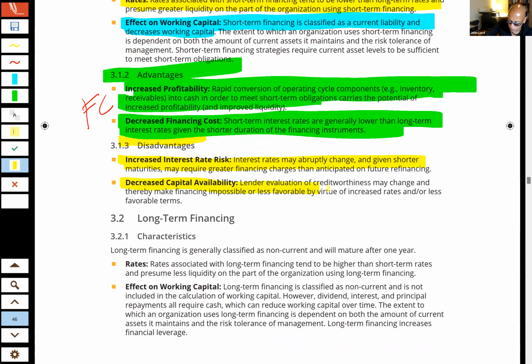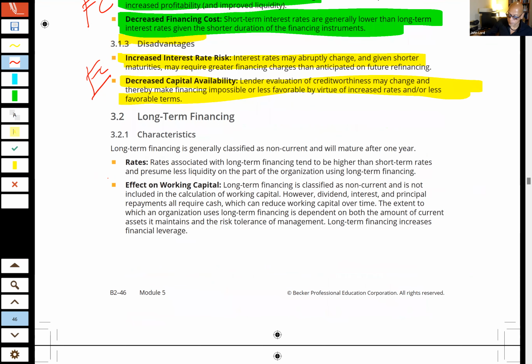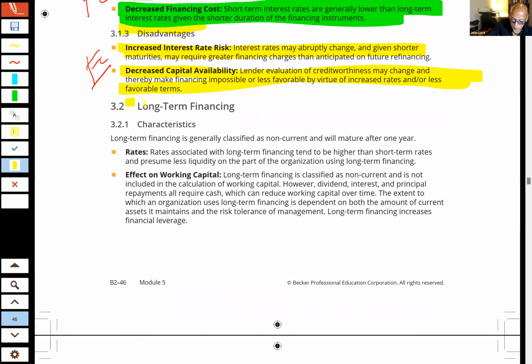Decreased capital availability, lenders may start to look at that situation and say, well, I'm not lending you any more money because interest rates are coming up and you're not going to have sufficient capital to cover that. Okay, short-term versus long-term. Okay, long-term financing. Rates are generally longer. Effect on the working capital. Long-term finance is non-current. It is not included in the calculation of working capital.